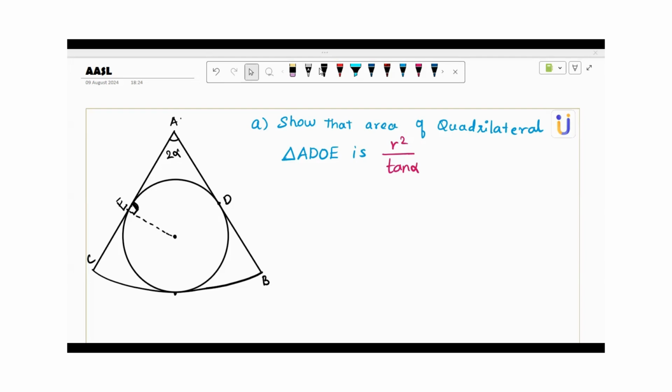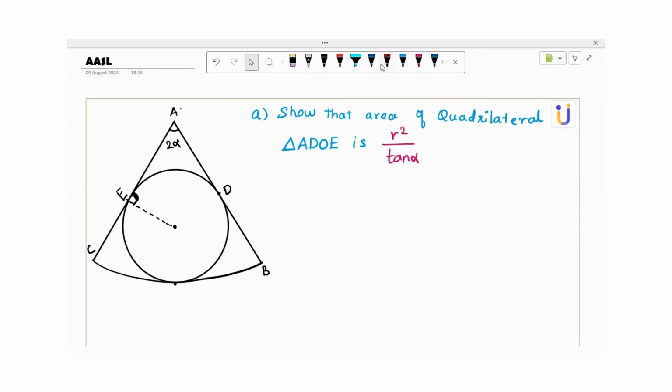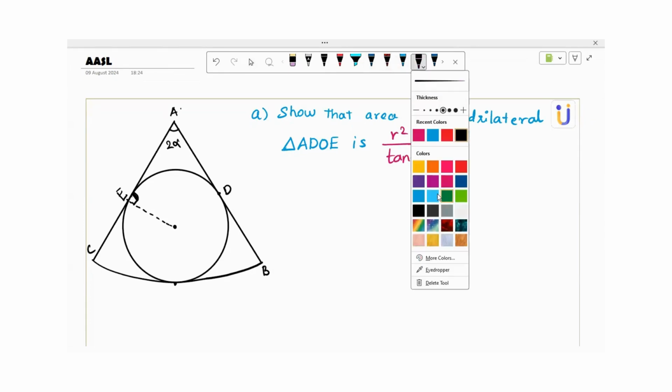And another circle with center O, whose radius is R, is inscribed in the sector. AB and AC are both tangent to the circle at E and D respectively. This diagram is not to scale, and we have to prove the first part: the area of quadrilateral ADOE is R square by tan alpha. Right, let's get started with this.